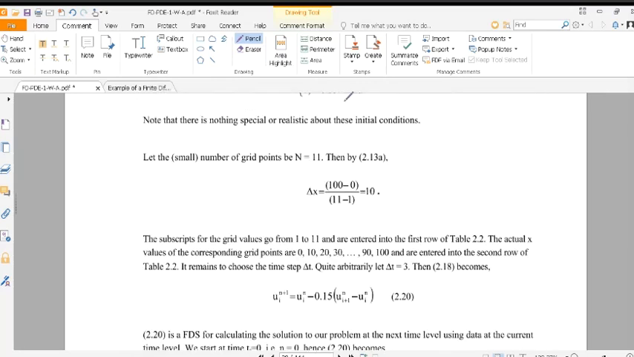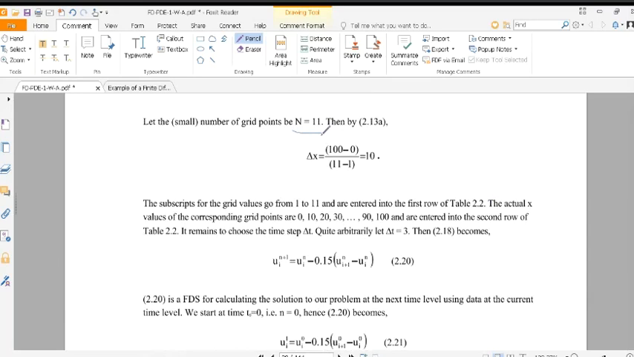At this point, this example was solved for n equals 5. As another exercise, you should compute this example for n equal to 11.